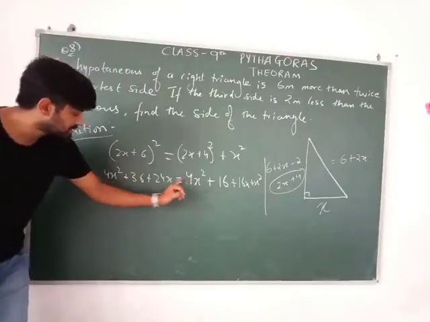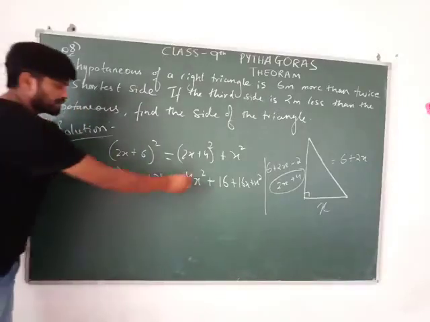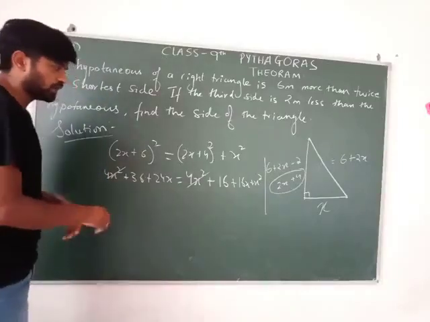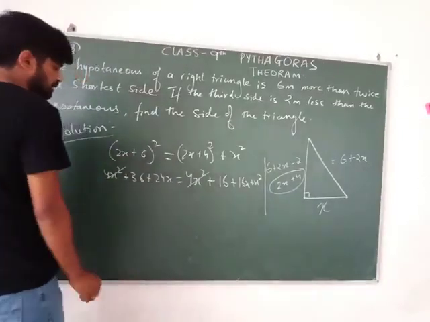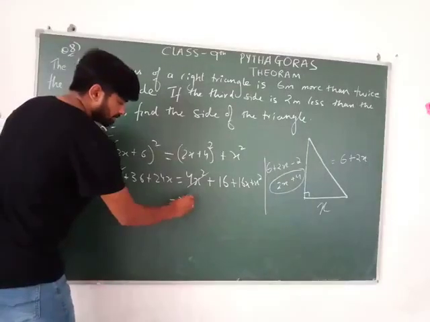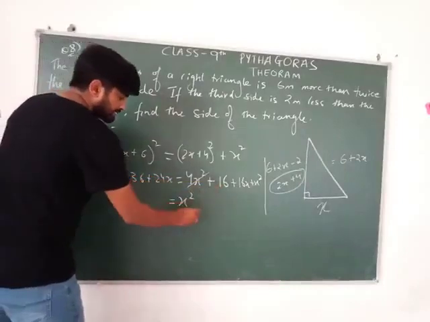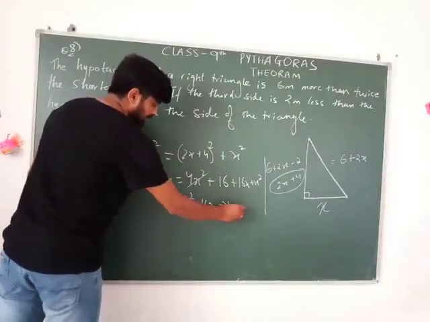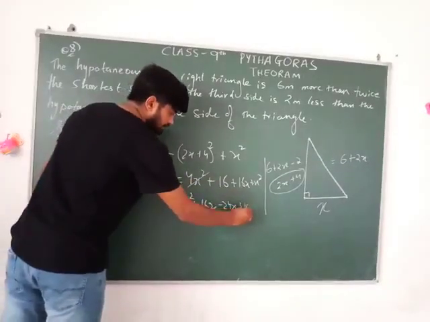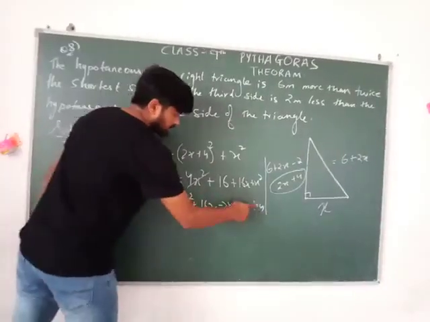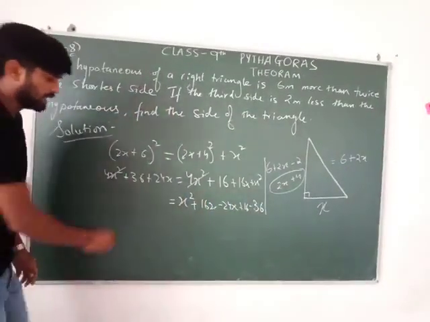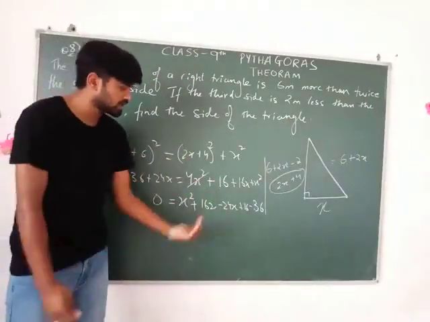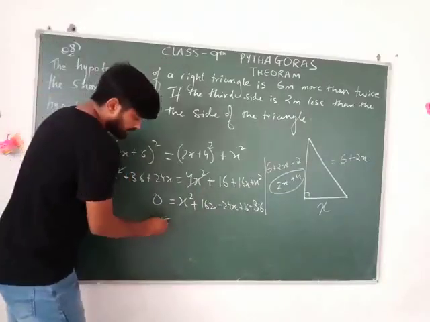Think about it. This is plus, this is plus. When I shift this plus over here, it's going to become minus, and this is going to get cancelled out. Now I'll see what are the like terms that are left over. I'll just put them on one side. So what do I have right now? I have x square, the highest power, and then 16x, that is minus 24x, and then 16 minus 36. And here it is 0, because I transferred everything on that side. I put everything on the other side. Whatever was left, so 0.